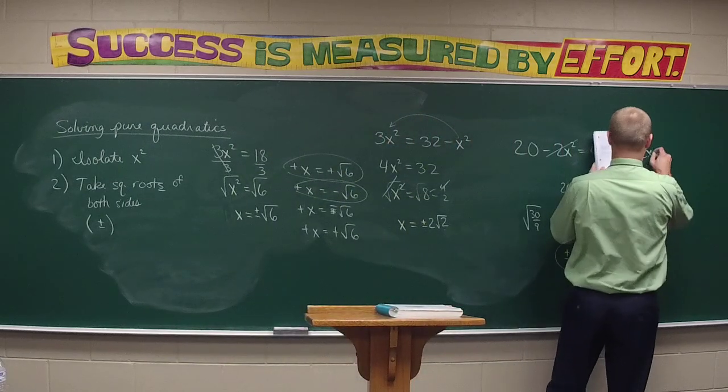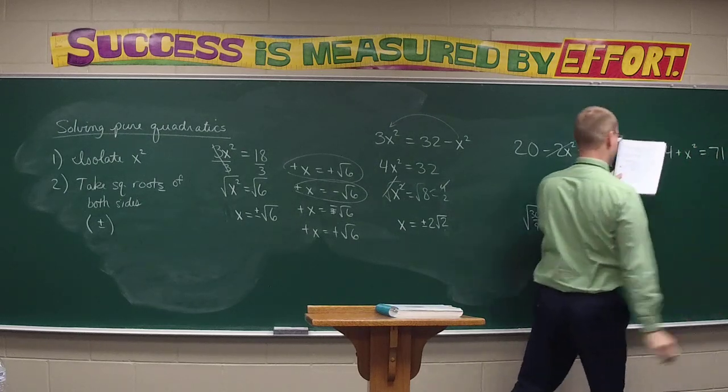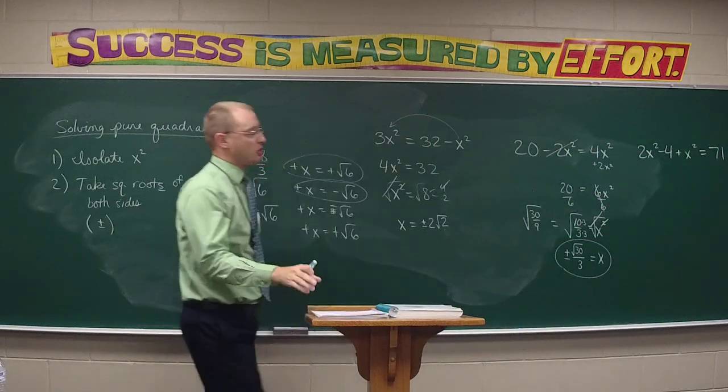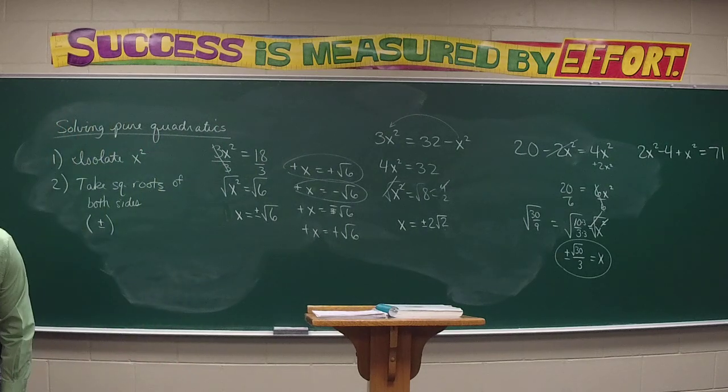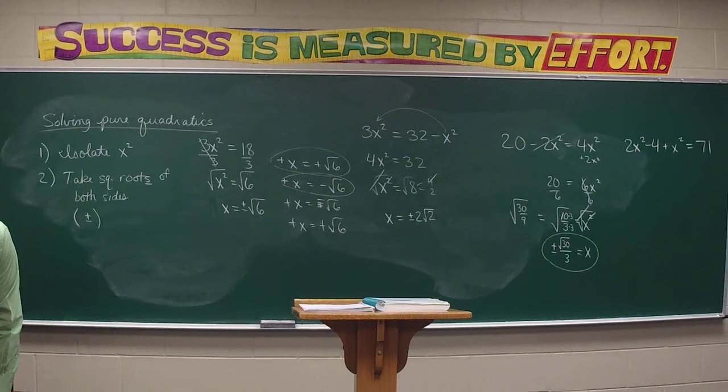2x squared minus 4 plus x squared equals 71.